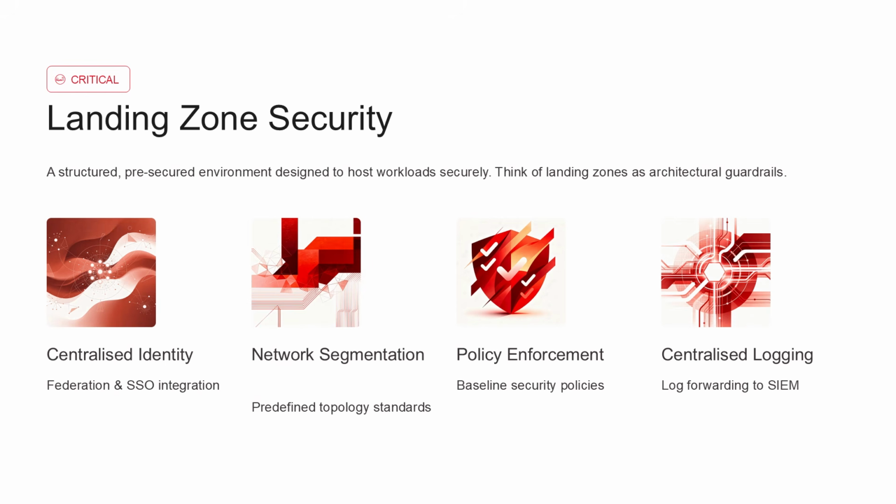Landing zone security typically includes centralized identity federation, management group or account hierarchy structure, baseline security policies, network topology standards, log forwarding to centralized SIEM, role-based access model definition. Think of landing zones as architectural guardrails. Developers and business units can innovate freely within them, but the foundational controls are already in place. If you do not secure the foundation, scaling cloud becomes chaotic.